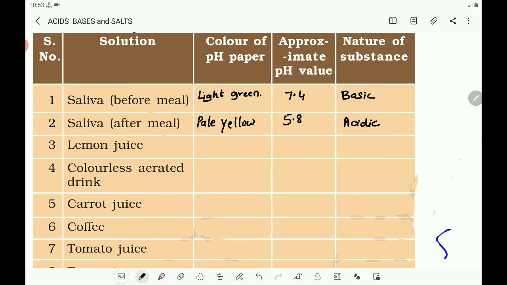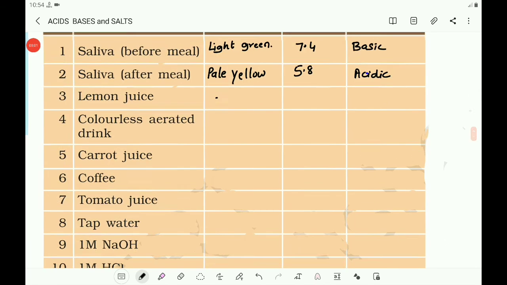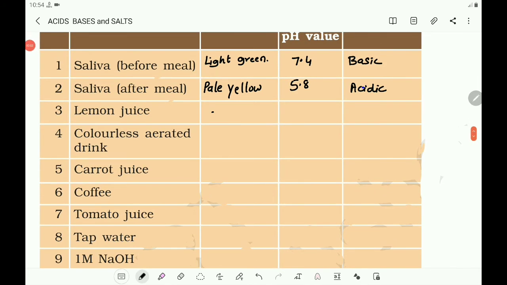Then lemon juice. The color of the pH paper in lemon juice is pink red, and the pH value is 2.5. And you know that as it is less than 7, it is acidic in nature. Then you take the colorless aerated drink.